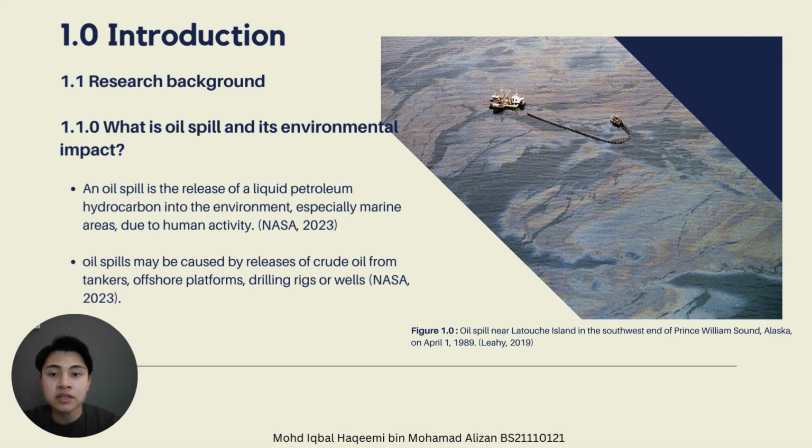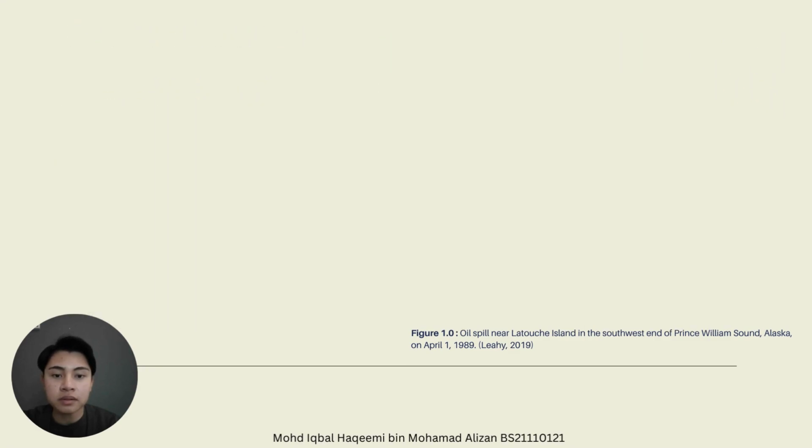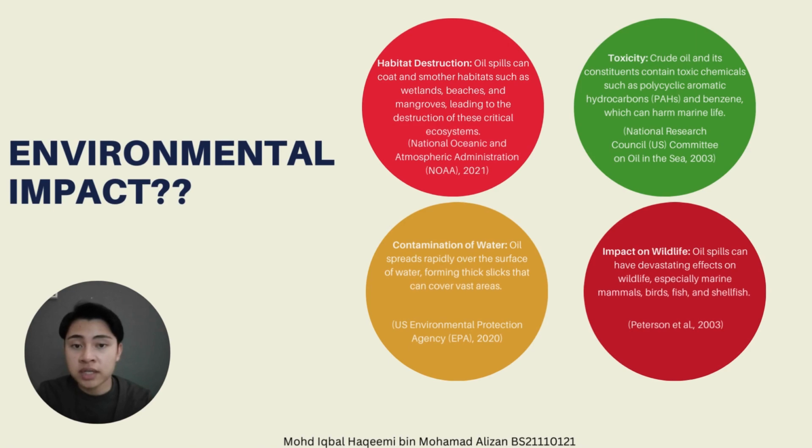Also, according to NASA 2023, oil spills may be caused by the releases of crude oil from tankers, offshore platforms, drilling rigs, or wells. Figure 1.0 here shows you what oil slicks look like on the surface of water, which is due to an oil spill. So the question is, how do oil spills affect the environment?